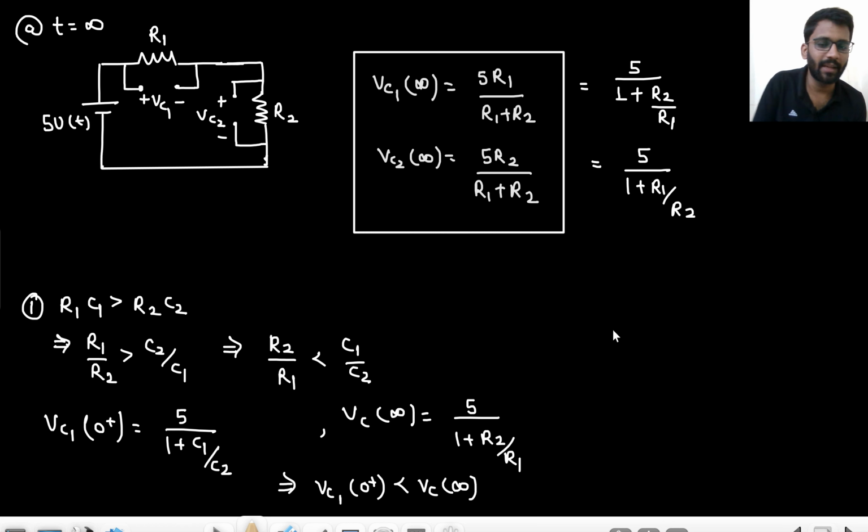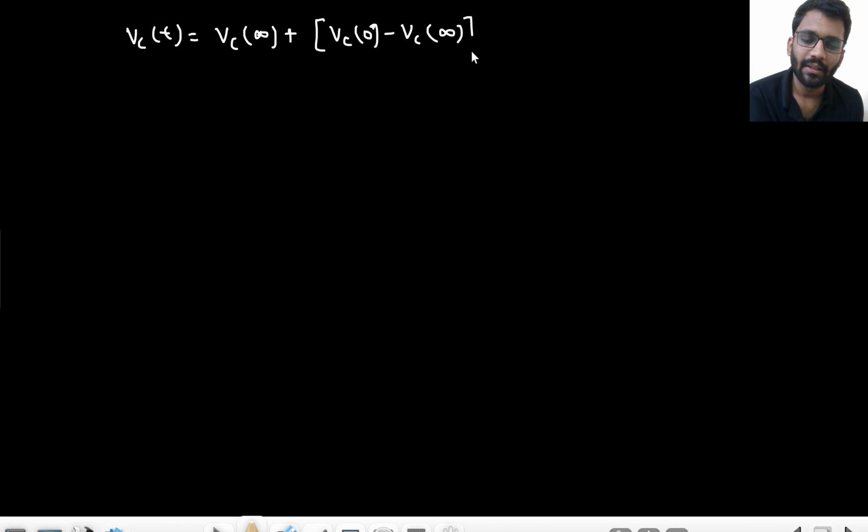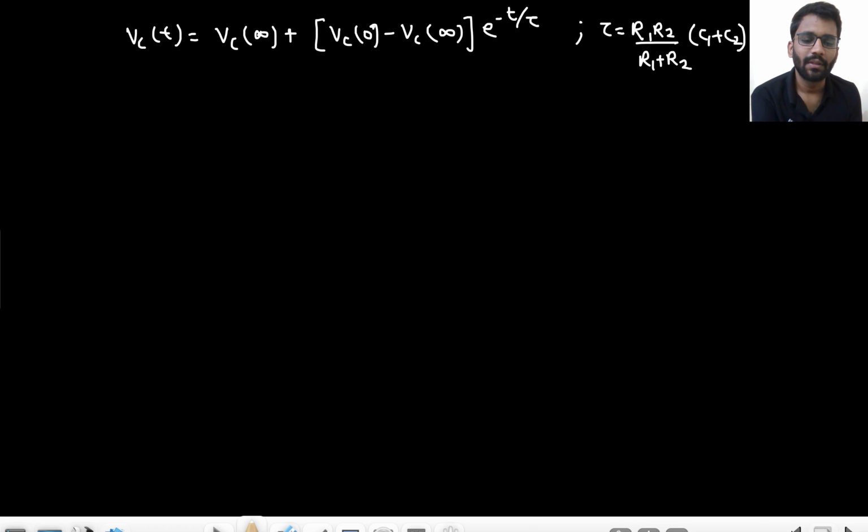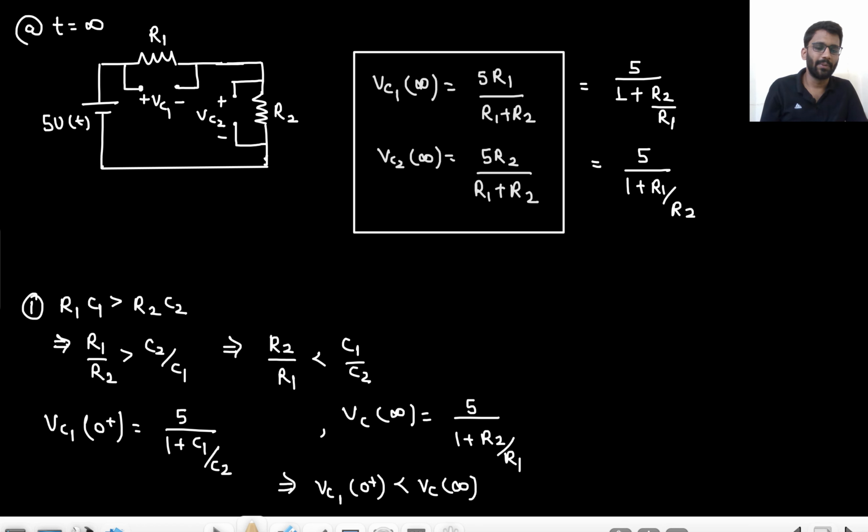So now I am not going to write the time domain equation. You can write it down on your own, right? The equation is VC infinity plus VC 0 plus minus VC infinity, e to the power minus t upon tau. On the next page we will write VC of t. The expression of VC of t would be VC infinity plus VC 0 plus minus VC infinity, e to the power minus t upon tau, where tau is R1 R2 upon R1 plus R2 into C1 plus C2.